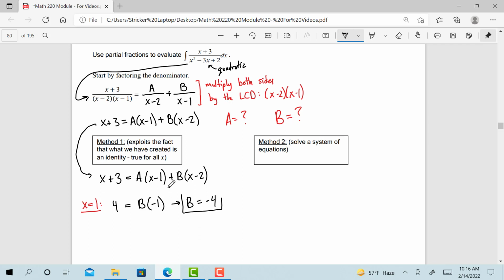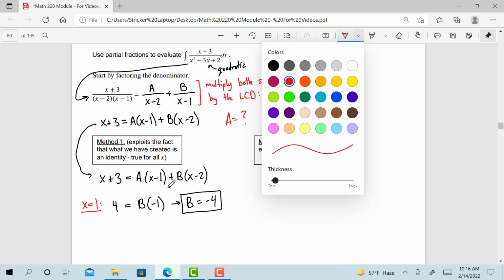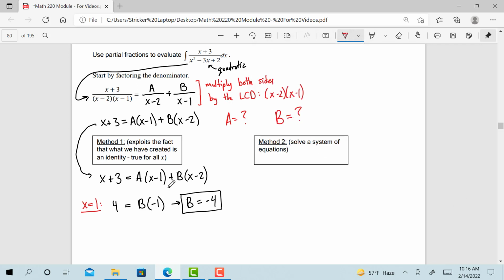Okay, so that was pretty simple. We found the first constant. Can you think of what would be another nice x value to pick?